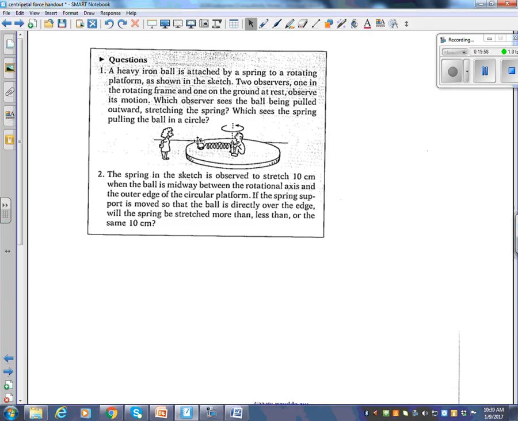The centripetal? Yeah. Shelby thinks the woman sees the centripetal, which is which one? The spring pulling the ball in a circle, or the ball pulling outward? The second one is the centripetal, and the first one is the centrifugal.